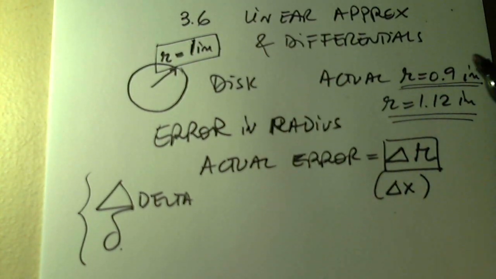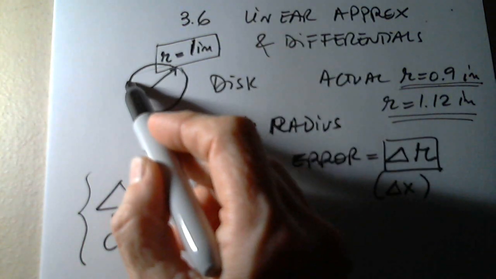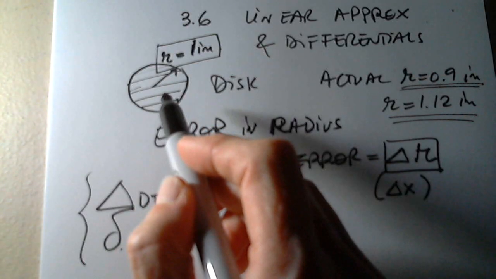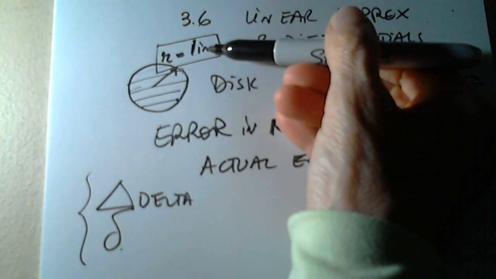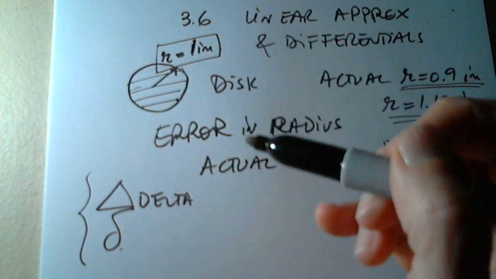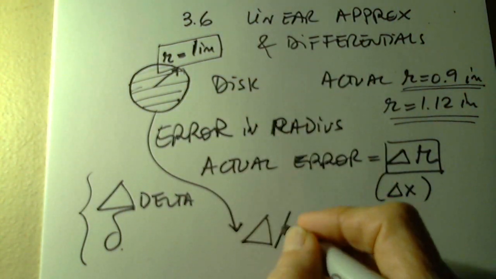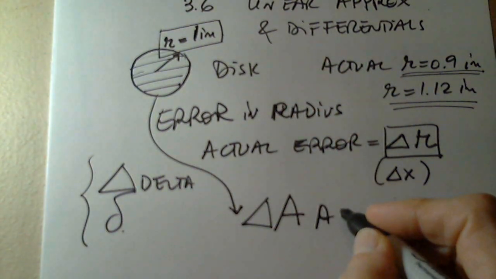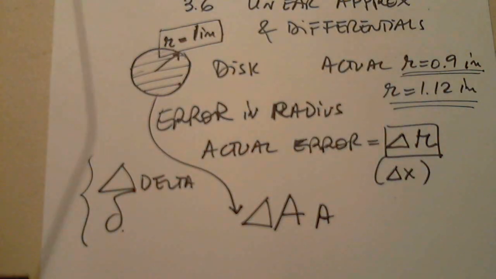Now, this error that I created will trigger an error in the area. That is the problem. Not only that my error gave me a smaller or larger radius, but it triggered a delta A. It created an actual, oh, I have light. Excellent.